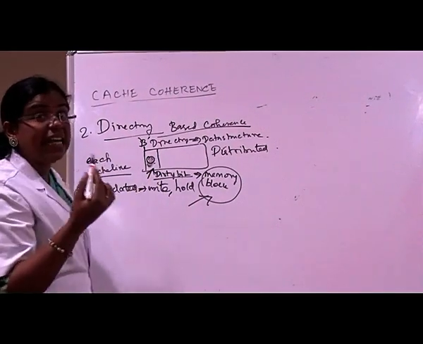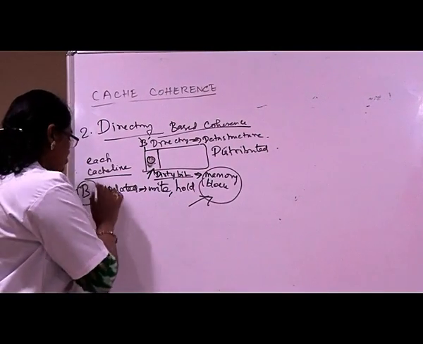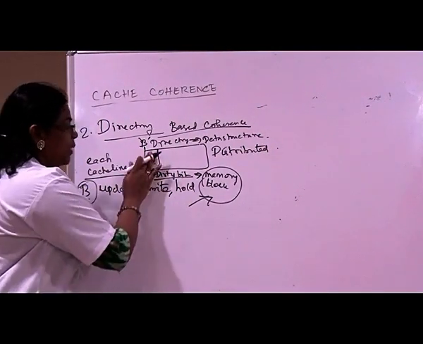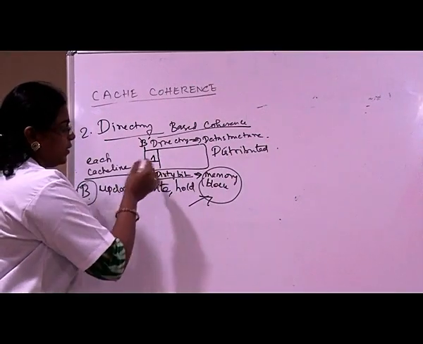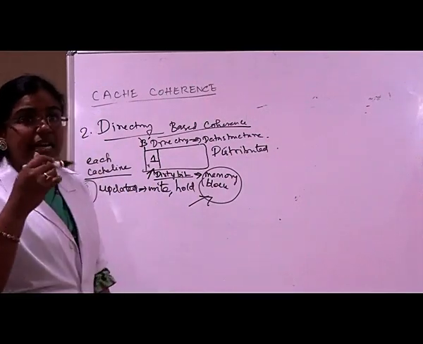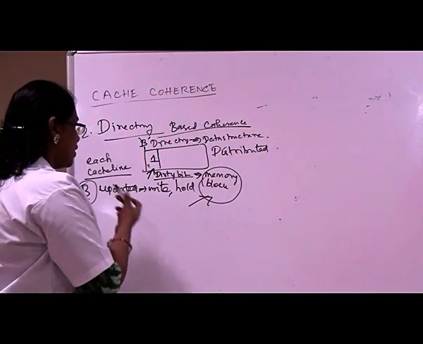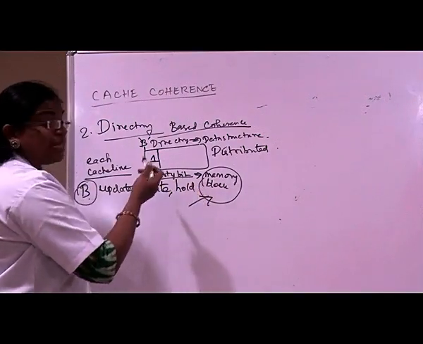If there is any write or update to the block B, then this bit will be set as 1. Else, if I read the block, that is not a problem, and it will be set as 0. When I try to modify that particular memory block, it will be set to 1.